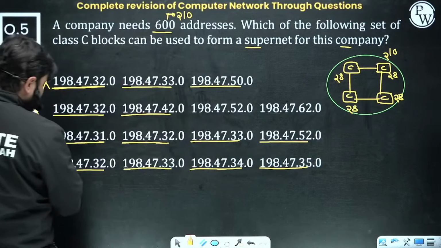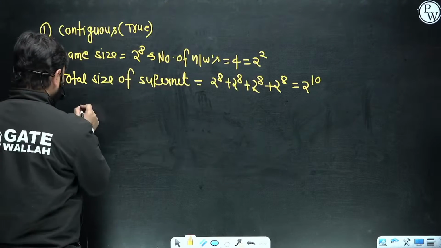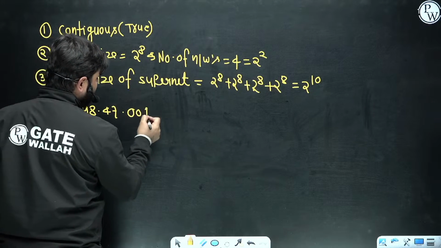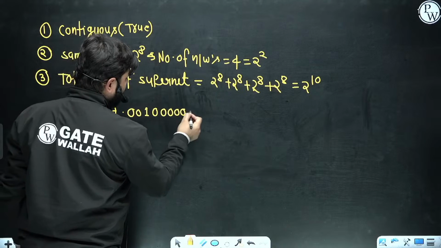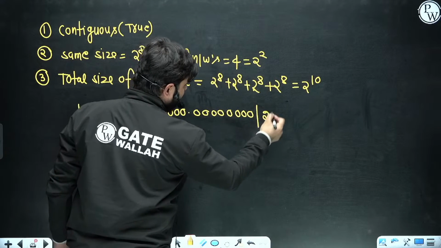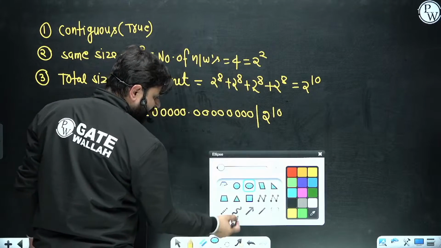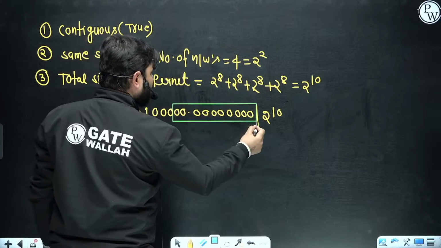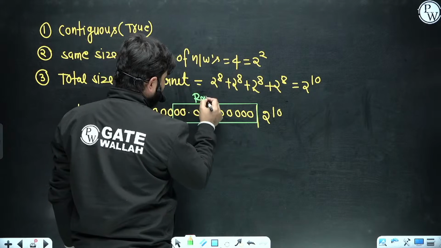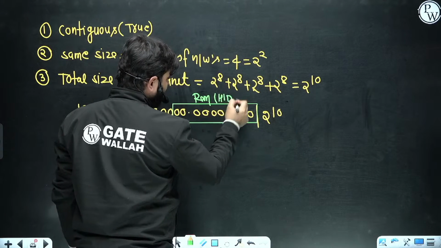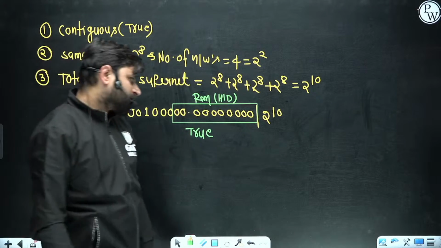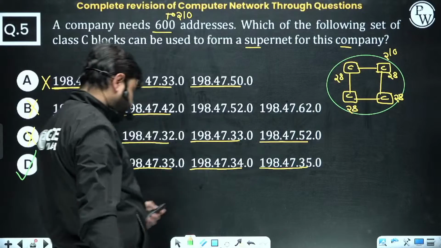First network ID means 198.47.32.0. Bit values 128, 64, 32, 16, 8, 4, 2, 1. For 2 power 10, the last 10 bits represent the remainder or host ID. Yes, all have 0 in the host ID part. This is also true, so we can combine. So the correct answer for this question will be D.